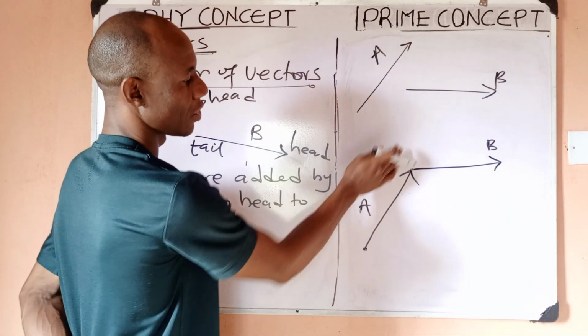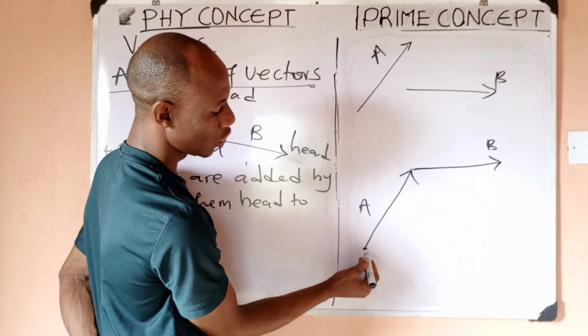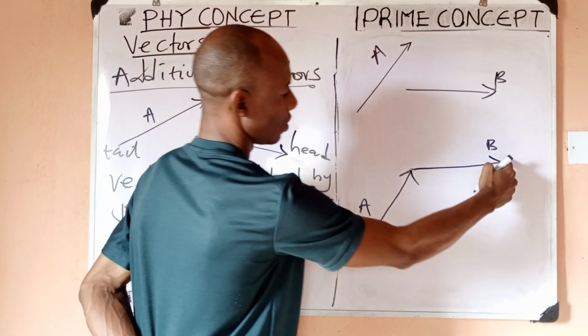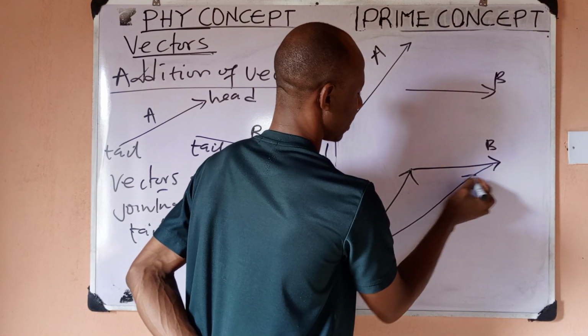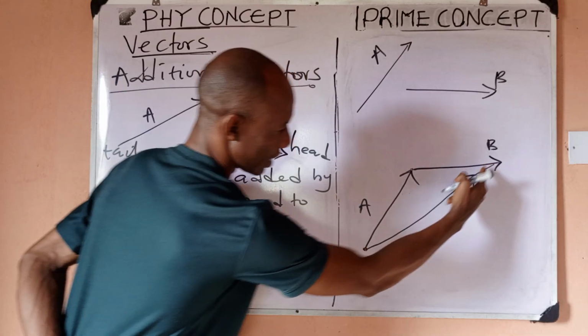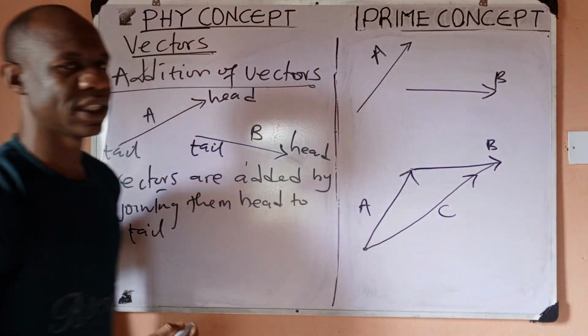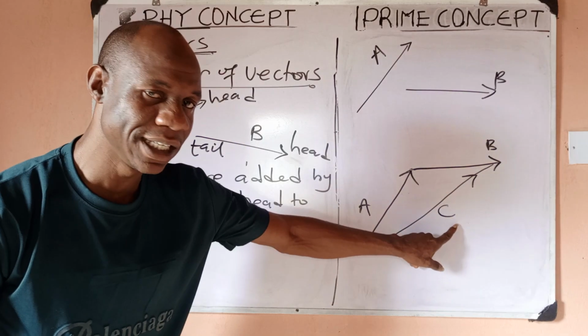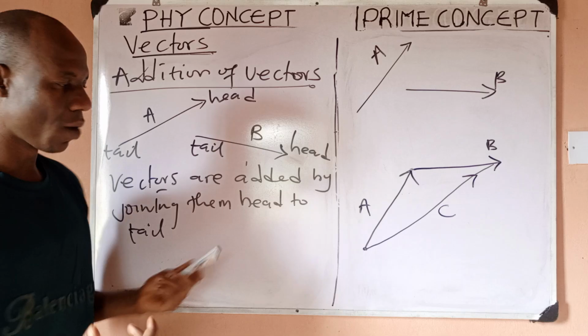Now, since I've done this, to get the sum of A and B, I'll then join from the tail to the head of the other one. So this is this, and then my arrowhead will point from the tail to the head. So this is what you know as the addition or the resultant, which I would call C. So what it means is that C is going to be the sum of A and B. And why is it true?